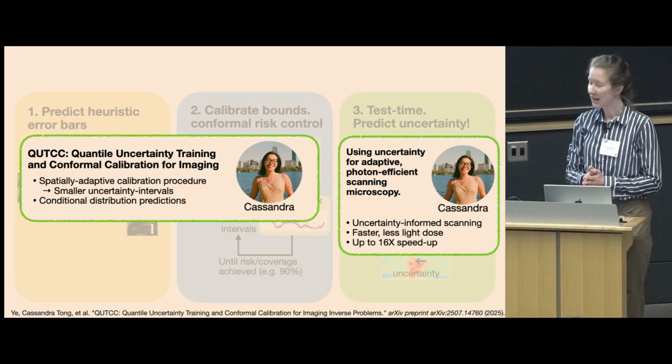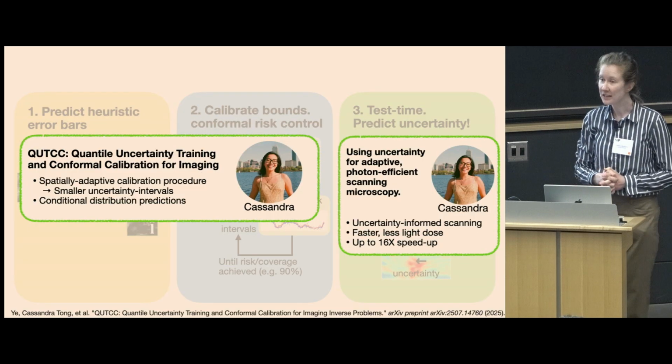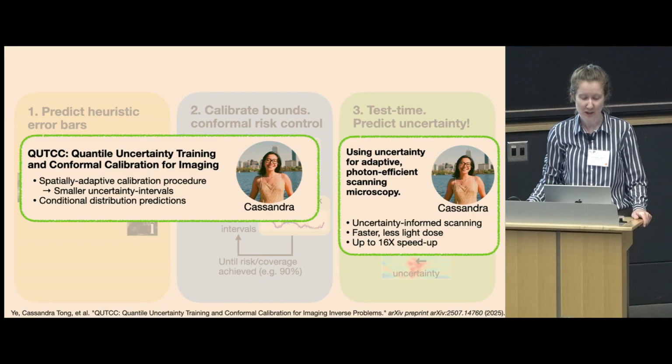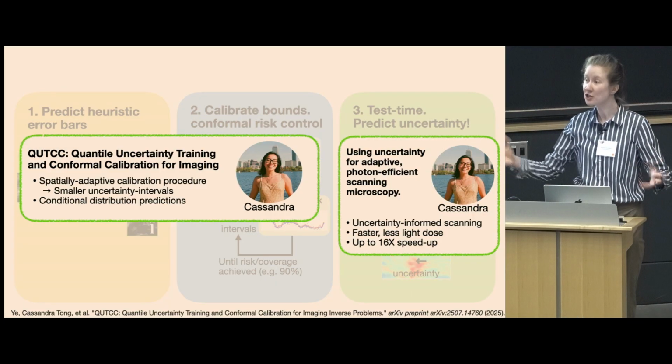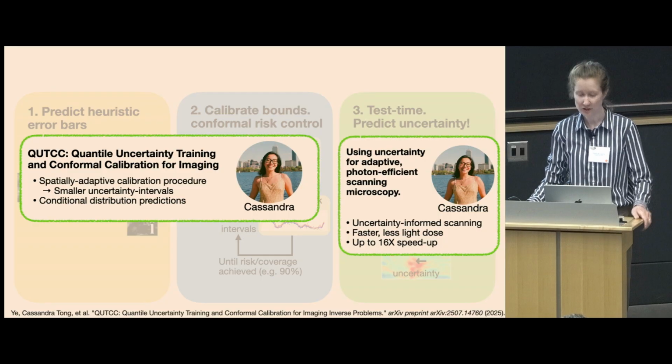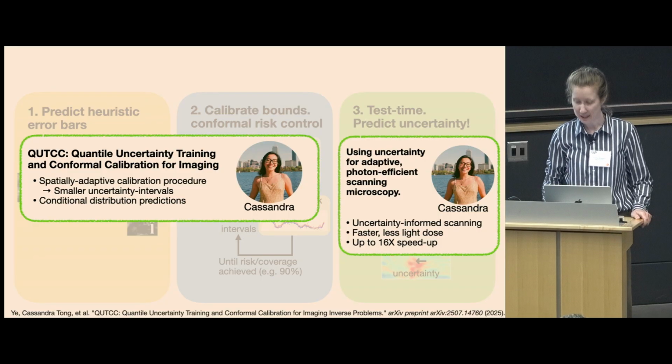OK, so I've showed you now these two projects. One is to try to make the spatially adaptive calibration procedure. Another is how to actually use the uncertainty maps in a useful way for microscopy, which can make it much faster and have less light dose to the samples.